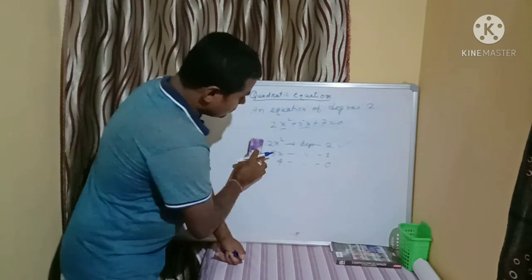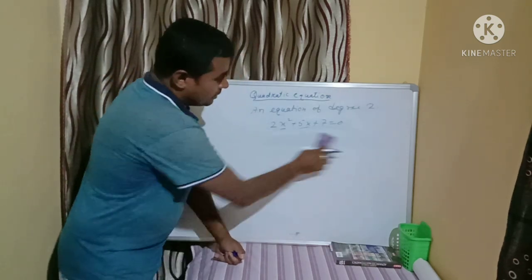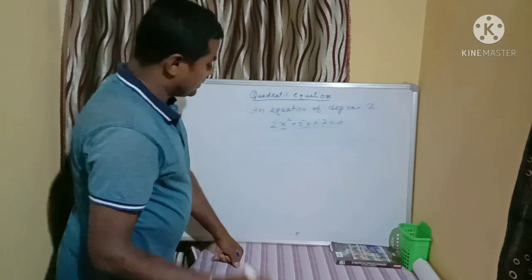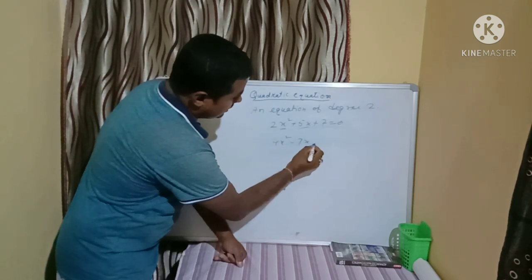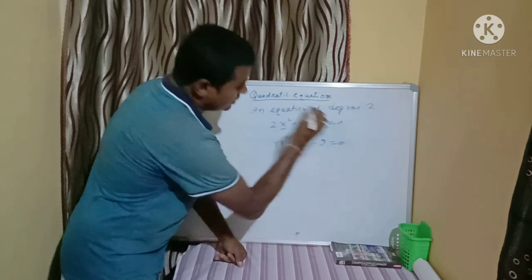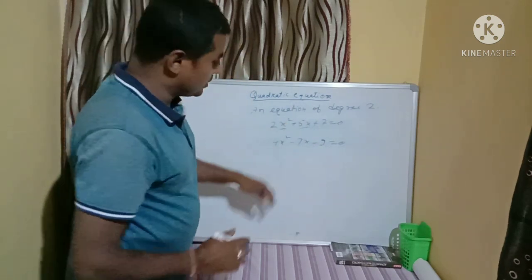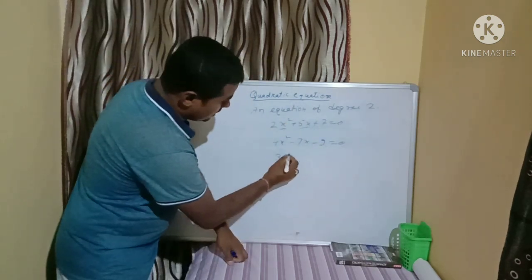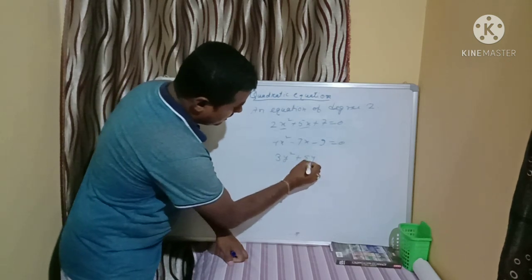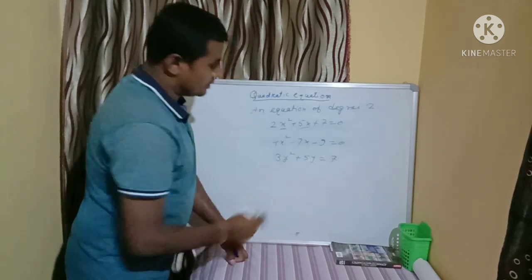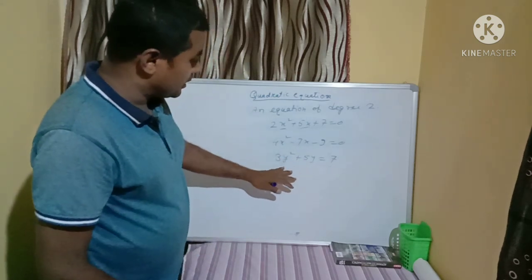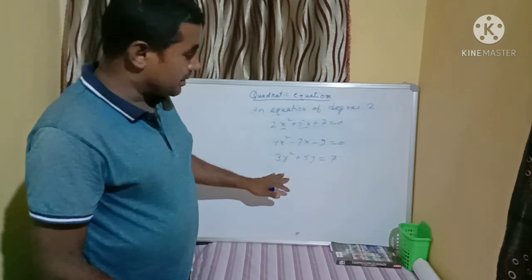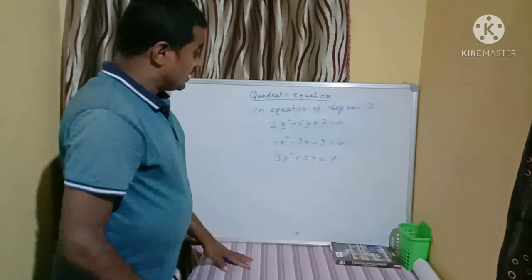Now we can give some more examples of quadratic equations like this: 4x square minus 7x minus 9 equal to 0. This is also a quadratic equation. 3y square plus 5y equal to 7. This is also a quadratic equation. In this way you can cite a number of quadratic equations.